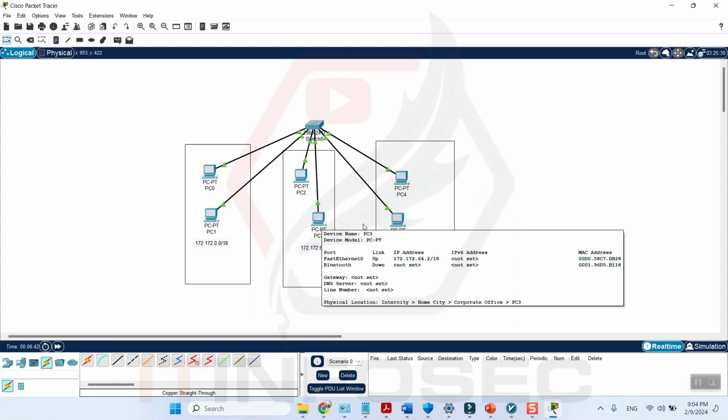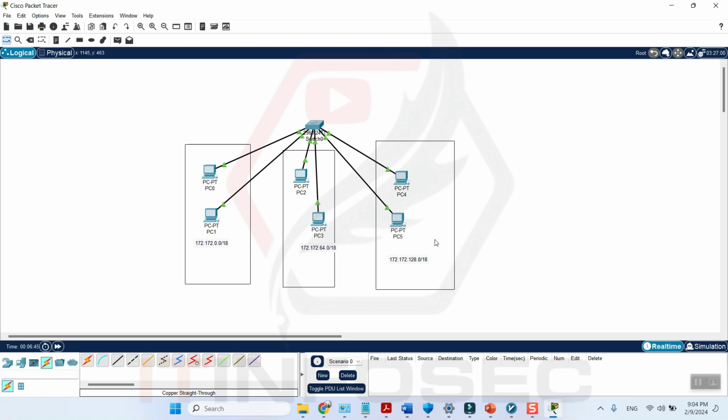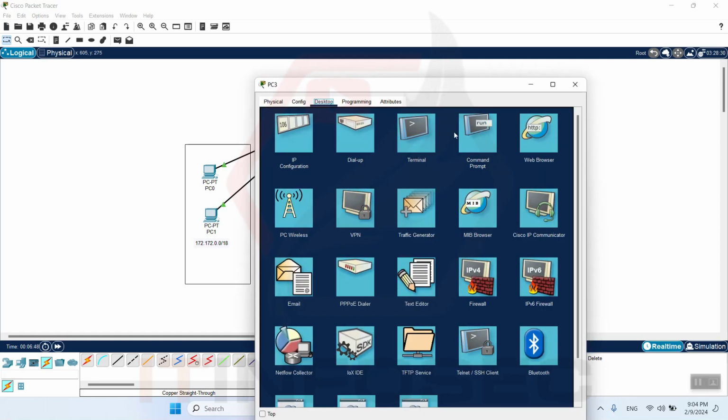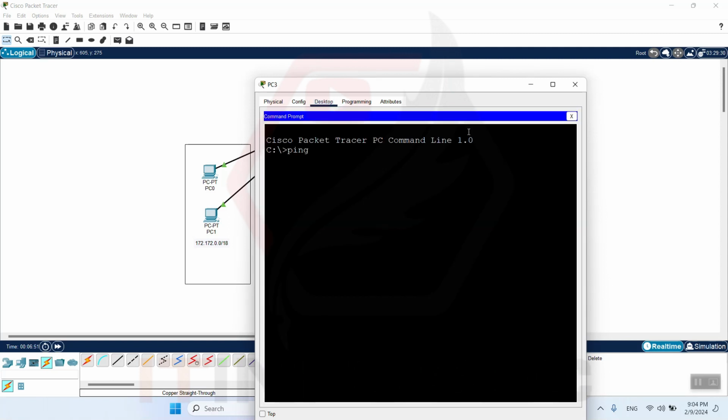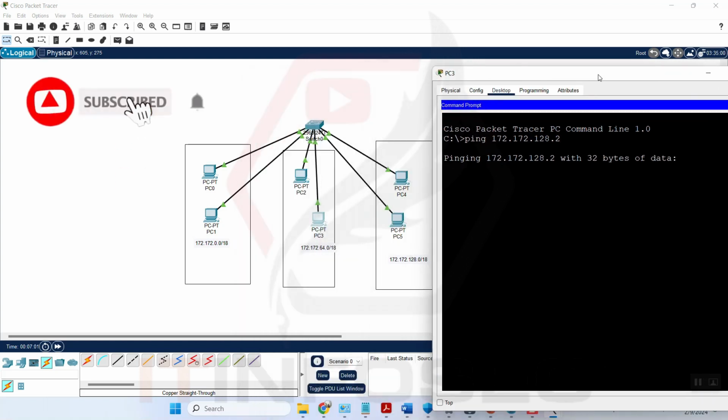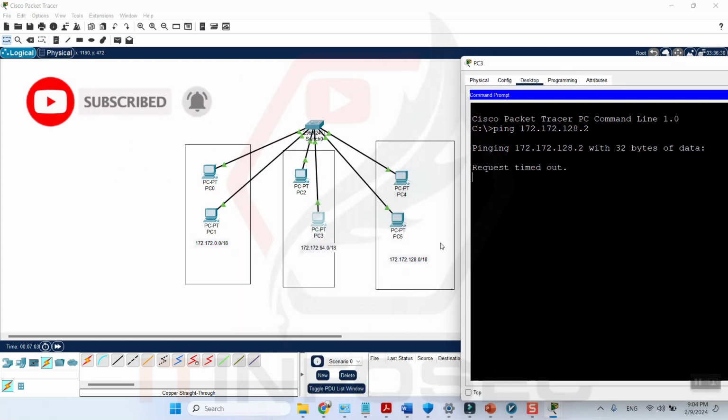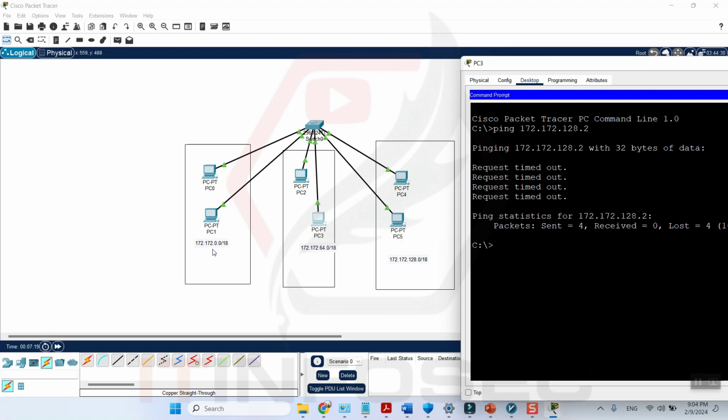I will send the ping request to the 128.2. Ping 172.172.128. It is not accessible because their subnet numbers are different. This subnet number is 64, and this subnet number is 128, and this subnet number is 0. This is the way we can solve that issue and that paradox that we need.